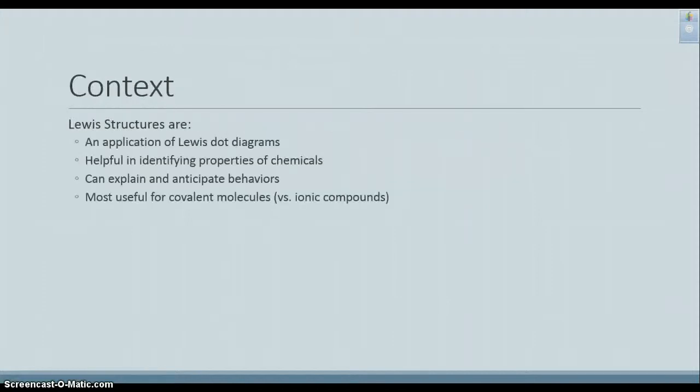So again, why do we do this? Well, just to make sure that there's some history behind this, it's really an application of those Lewis dot diagrams from a long time ago, and they're also helpful in identifying properties of chemicals. They can also help us explain and anticipate certain behaviors just by looking at a structure. You'll be able to predict how it's going to behave in certain contexts and things like states of matter. Is it going to be solid, liquid, or gas, or what do you need to make it boil, and that kind of thing. Also, it's useful mostly for covalent molecules, as mentioned before.